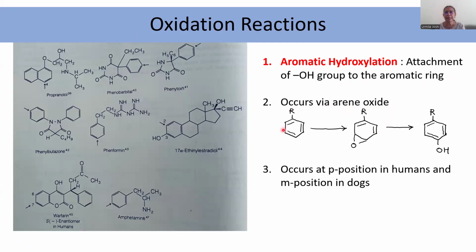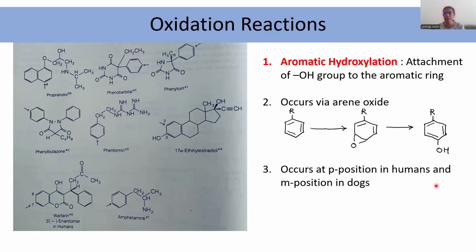Now, what is an arene oxide? This is a substituted benzene. There are 3 double bonds. Out of these 3 double bonds, one double bond is broken and an epoxide is formed. This epoxide is a 3-membered strained ring, so it breaks very easily. To restore the aromaticity, a hydroxy group is introduced.